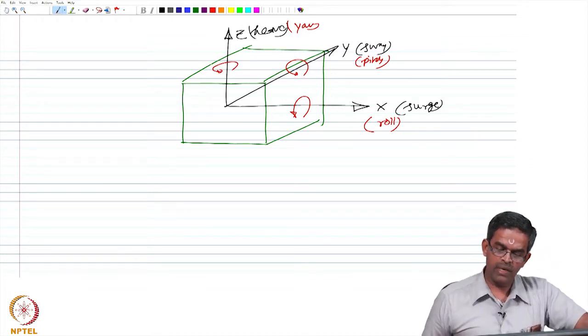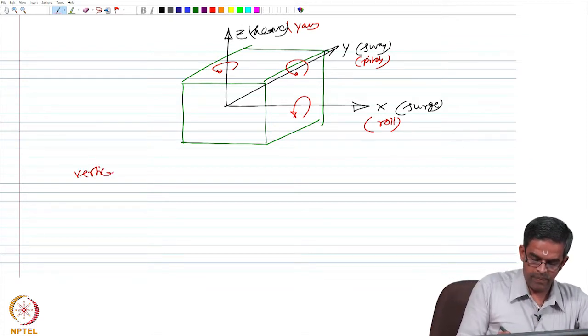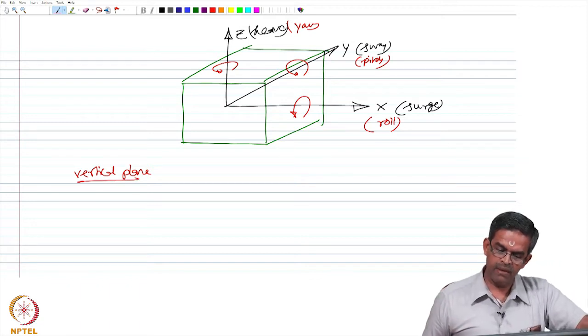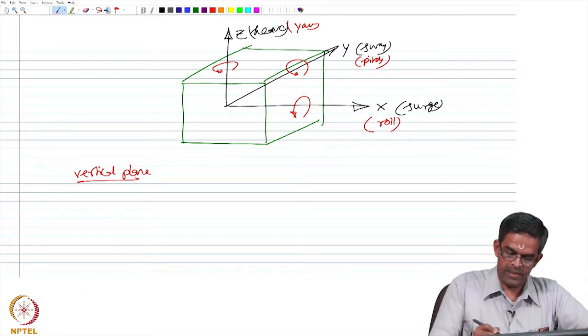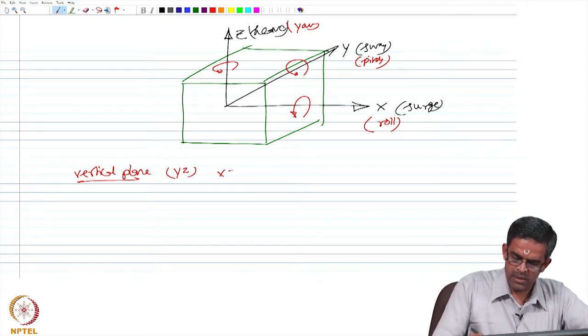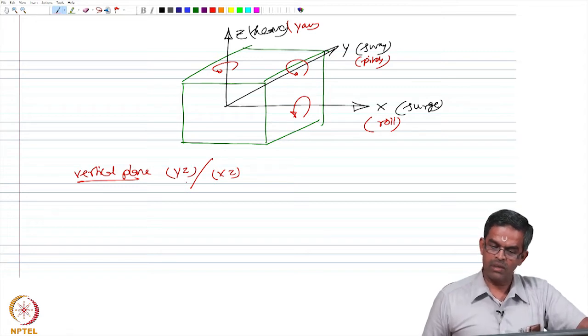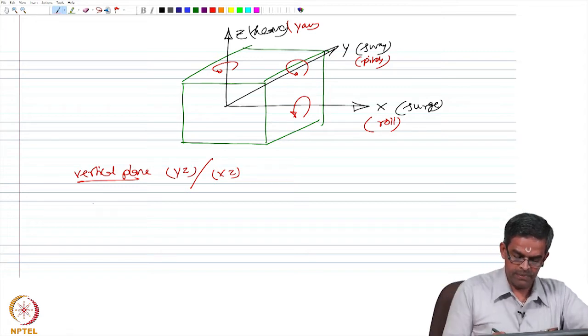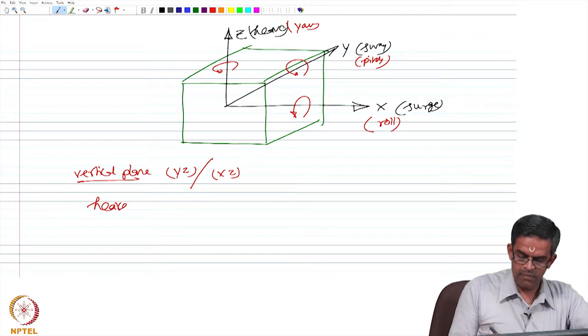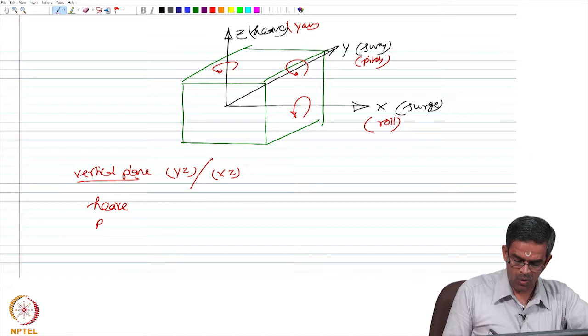So, now if you look at the vertical plane, which is either the YZ plane or the XZ plane, both are vertical planes. So, look at the responses along the vertical plane. I can say heave, and rotation about the vertical plane, which is going to be roll and pitch.